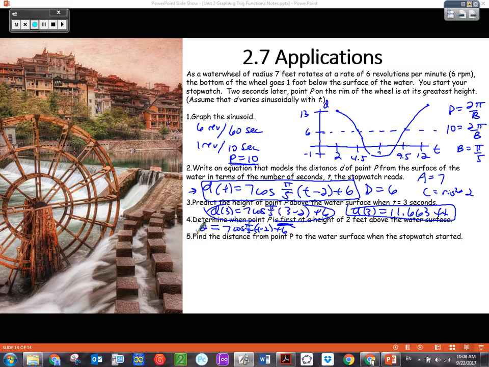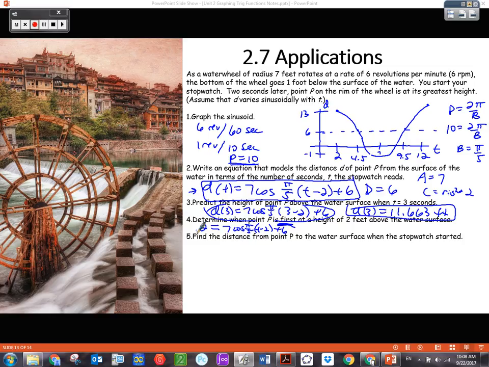And since it intersects an infinite number of times, they're going to indicate which one they're looking for. This time they said the first. When is P the first at the height of 2 feet? What if it said second? Well, we would look for the second time, right? It could say anything. What if it said fourth? We would look for the fourth time, just depending on what the prompt says.